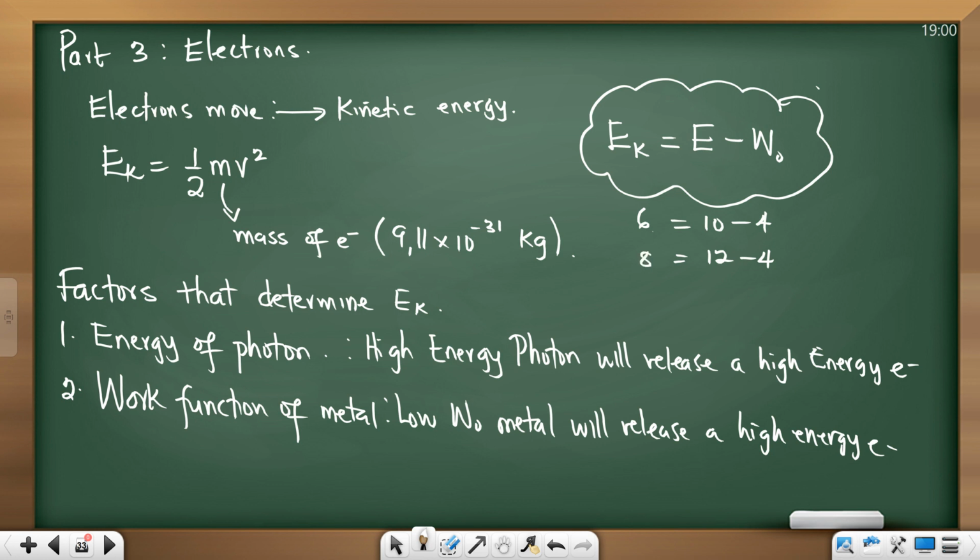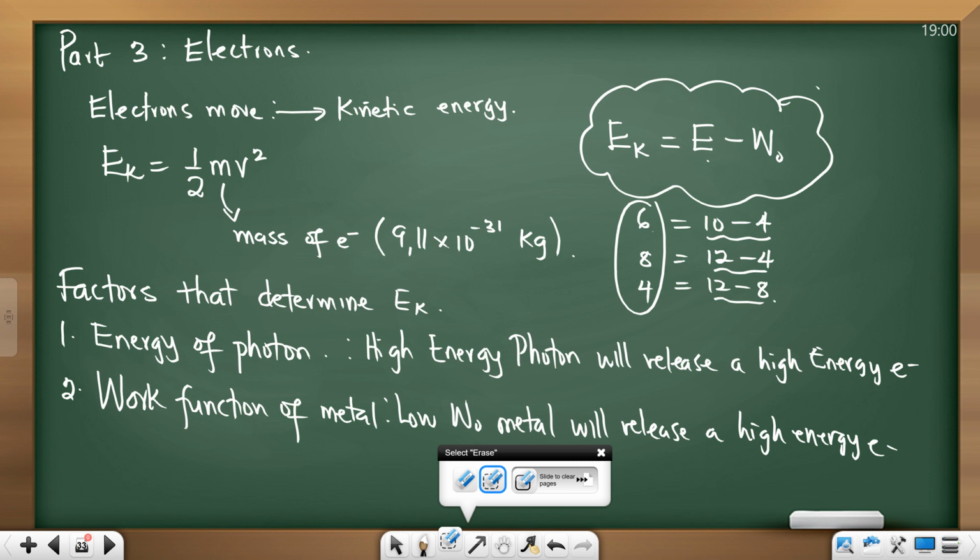You see 8. What if I keep this and increase the work function? I don't know if you see the method I'm using. So it's affected by these two. High energy, high kinetic energy. High work function, low kinetic energy. Just use formulas and enjoy yourself.